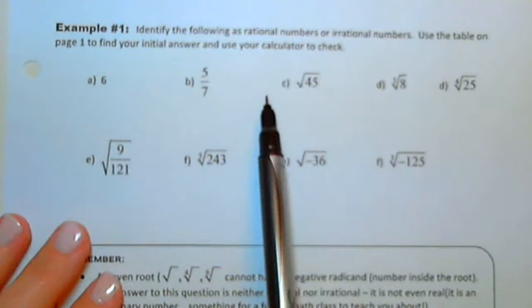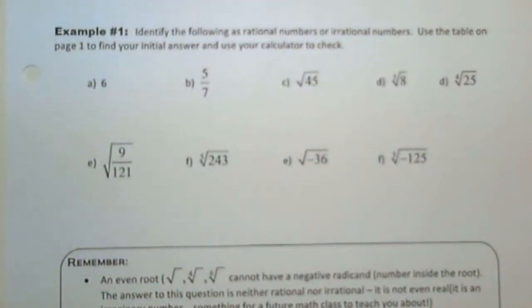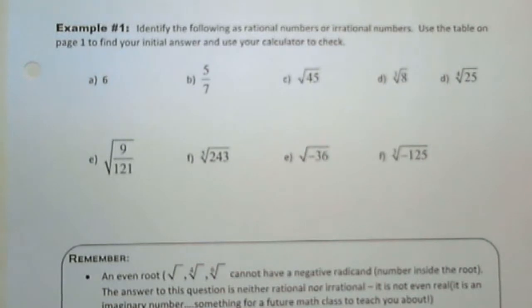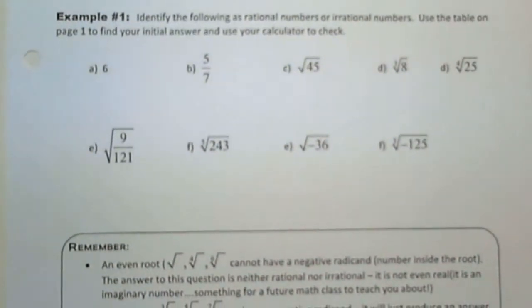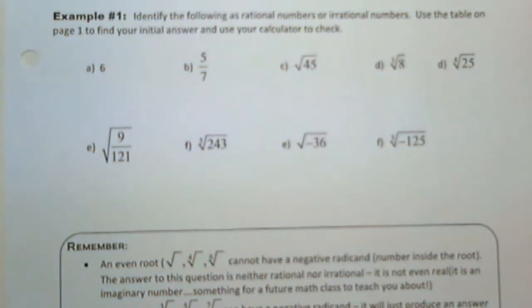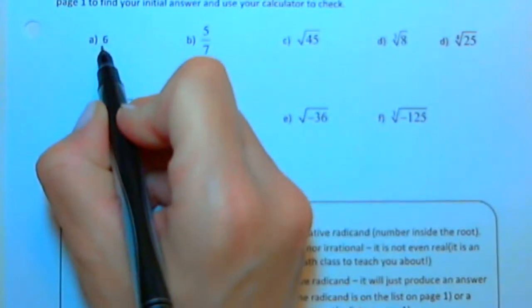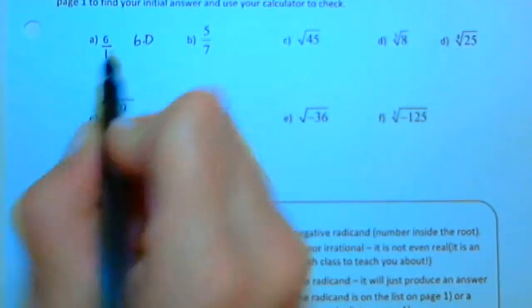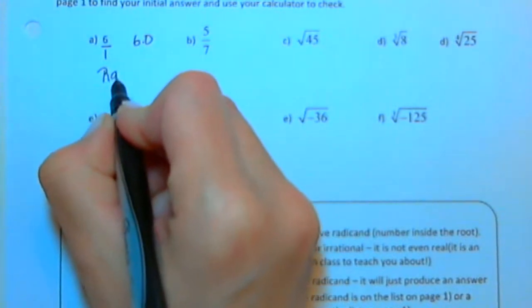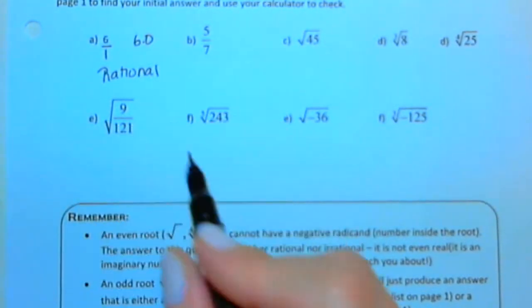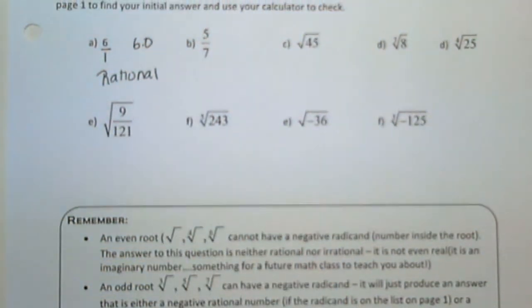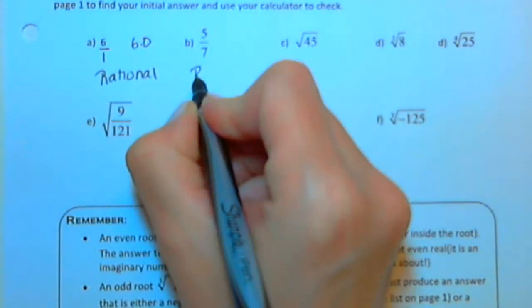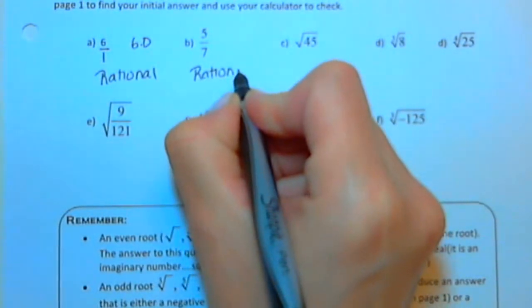Example number 1. Identify the following as rational numbers or irrational. Use the table on page 1 to find your initial answer and use your calculator to check. So 6. Could 6 be written as a fraction? Sure, 6/1. So because it can be written as a fraction or as a decimal that ends, this is rational. This next one is already a fraction. And remember, the fraction has to be made up of integers. So 5 is on the top, which is an integer. 7 is on the bottom, which is an integer. This is also a rational number.